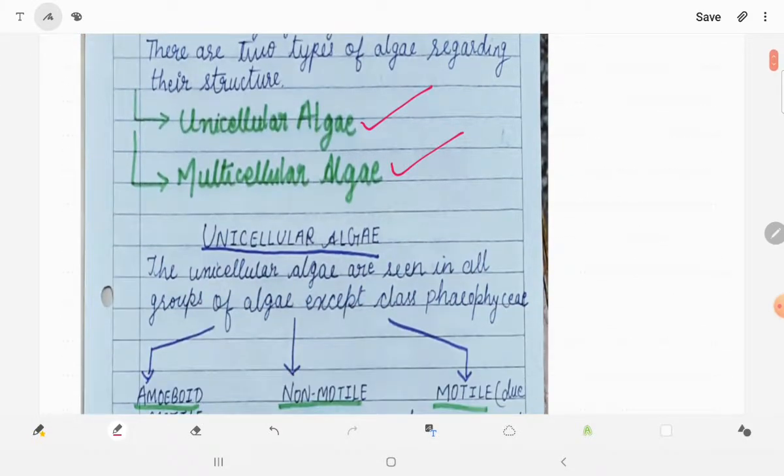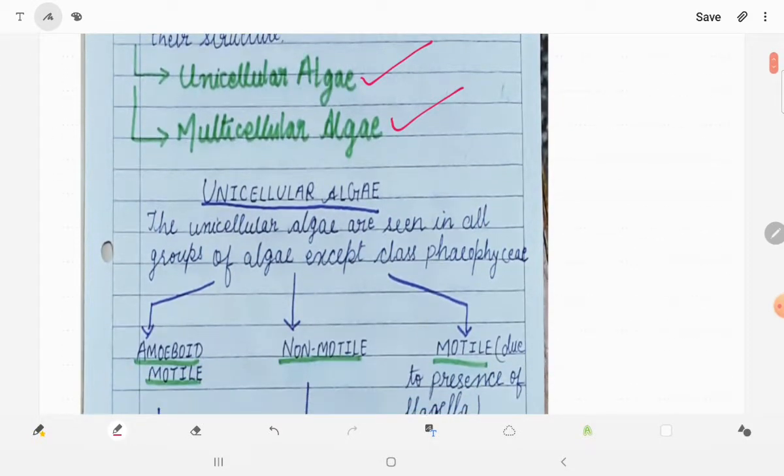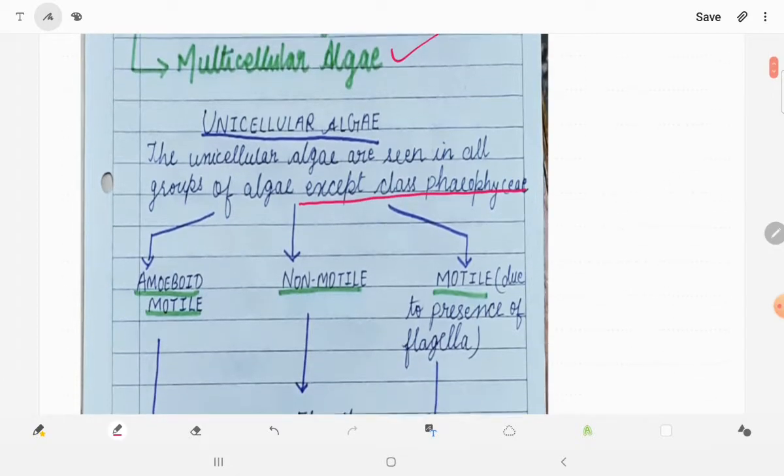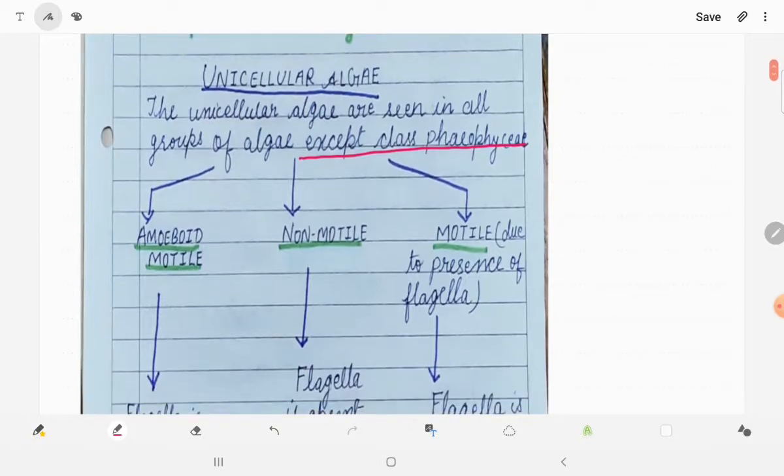Further, unicellular algae and multicellular algae are classified into various types. Let us study their types. Let us study unicellular algae. The unicellular algae are seen in all the groups of algae except class Phaeophyceae. Unicellular algae are of three types: amoeboid motile algae, non-motile algae, and motile algae.